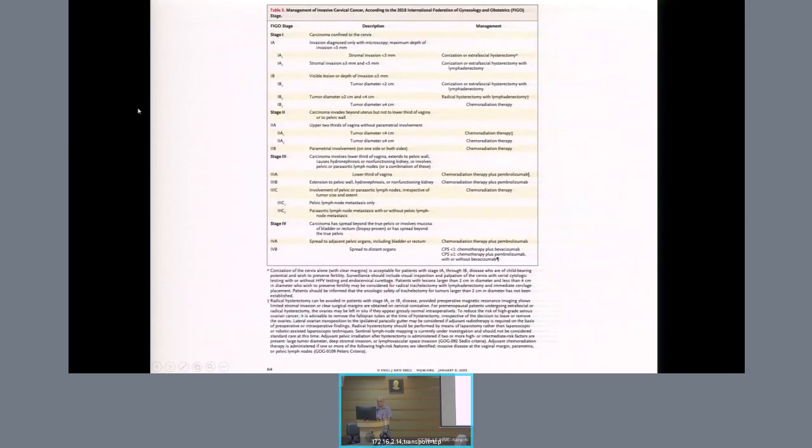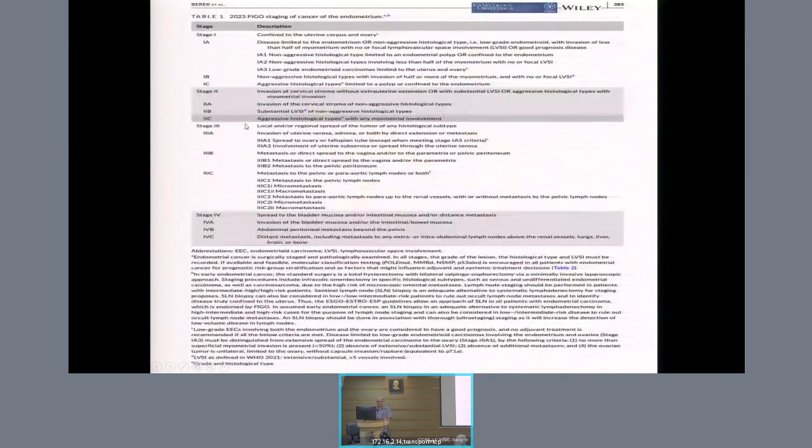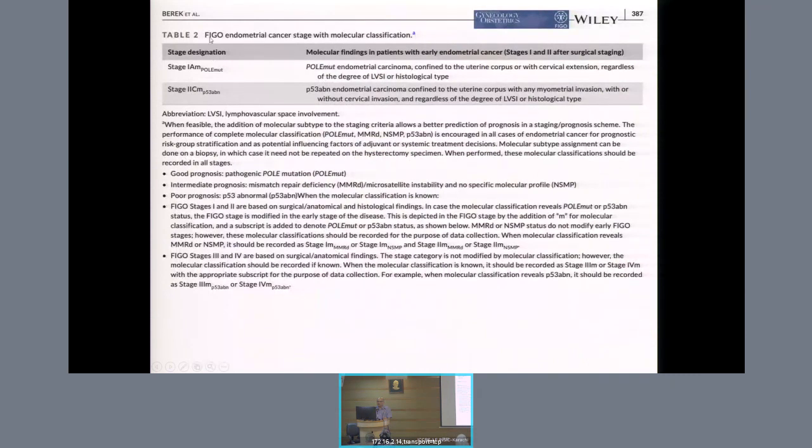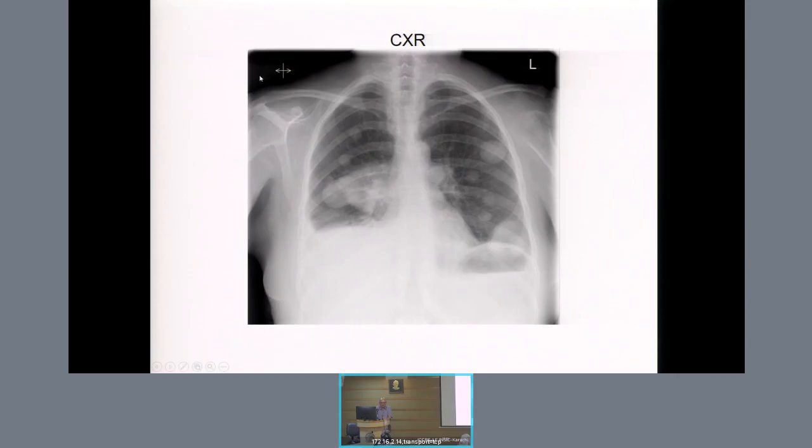So these are just examples of cervical cancer staging. This is endometrial staging. This is endometrial staging with molecular classification. If you see in the first, early stage of cancer, when the tumor is confined to the uterus, they have included this molecular POLE mutation or P53 mutation. This is how it is written. This staging system is a communication language between or among oncologists and doctors.